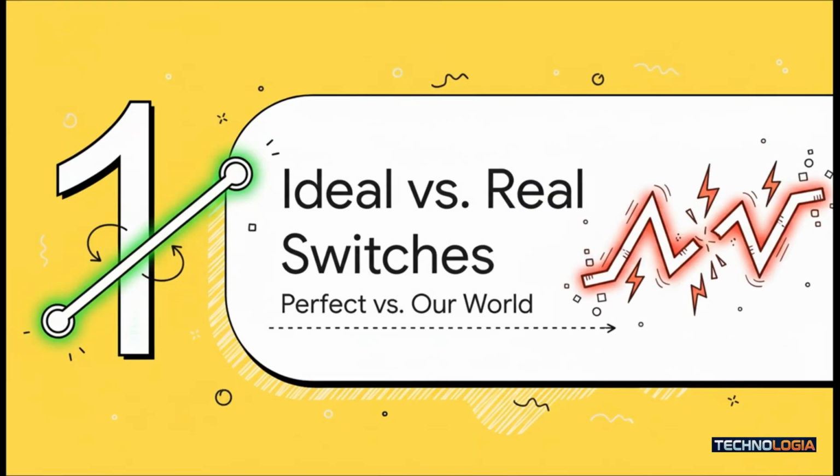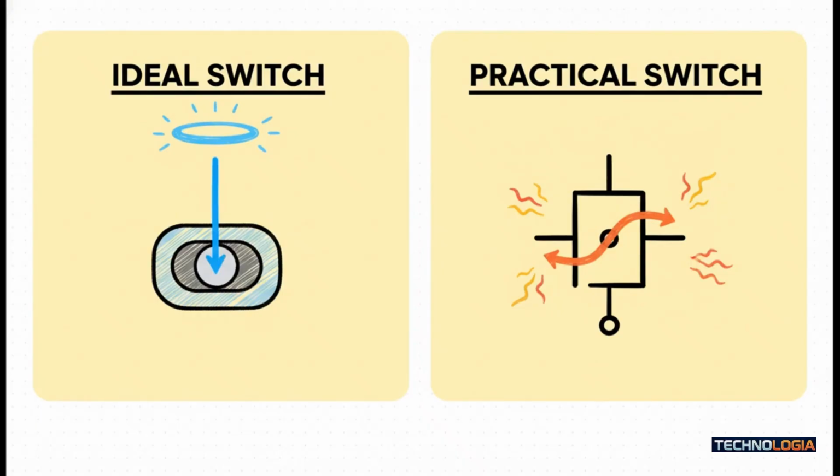Okay, so to really get a handle on this problem, we first need to talk about the difference between how we wish a switch would work, in a perfect world, and how they actually work in our world. So in a perfect, theoretical world, an ideal switch would be instantaneous. Bam, on, bam, off. No time in between, and absolutely zero energy lost. But we don't live in a perfect world. We live in the real world.